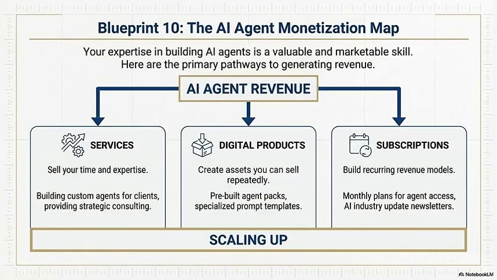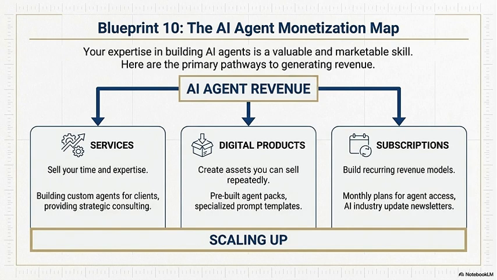The first path is high-touch and custom services. Right. This is building custom agents for specific clients with unique problems, like the business workflow in 0.9, or it's high-level consulting, advising companies on how to design their own multi-agent teams based on 0.7. It's high-margin work because you're selling your time and expertise to solve a very specific, high-value problem.